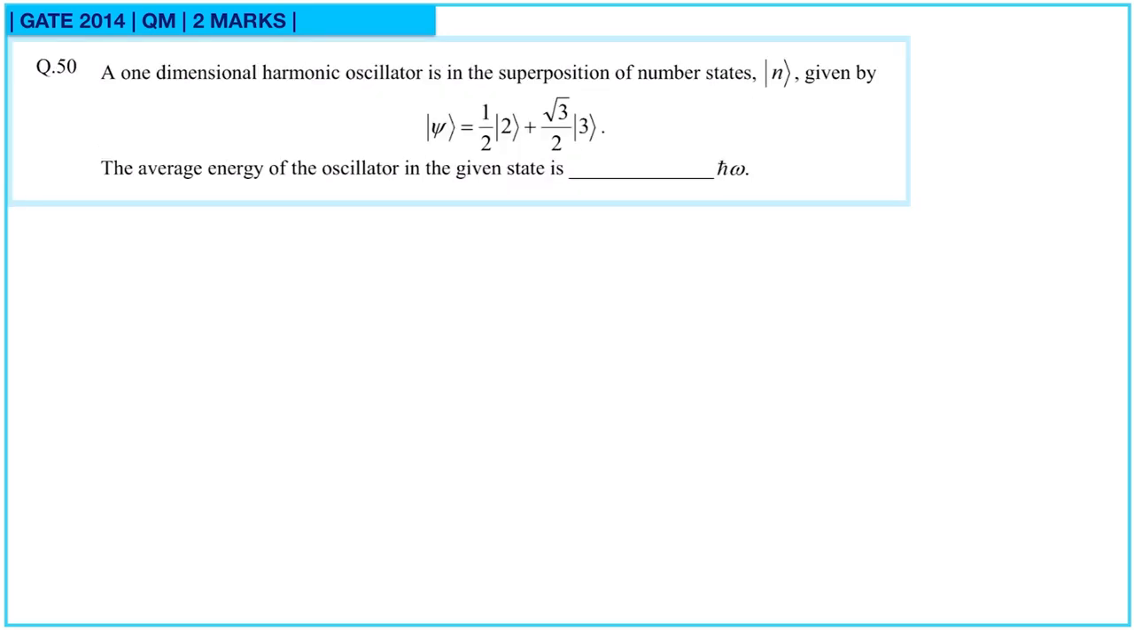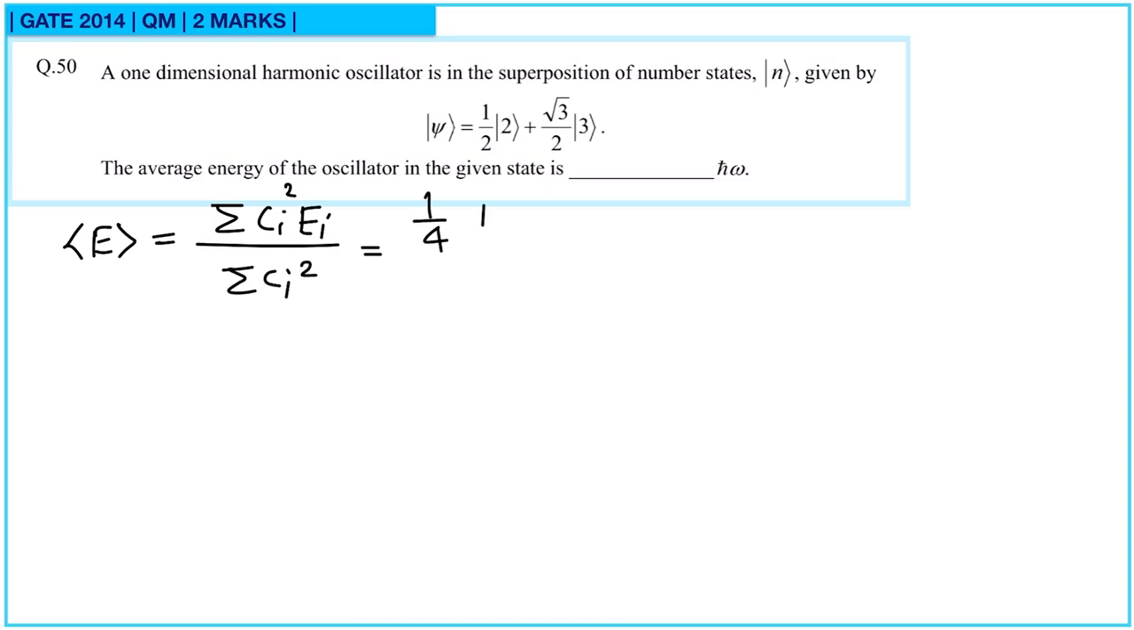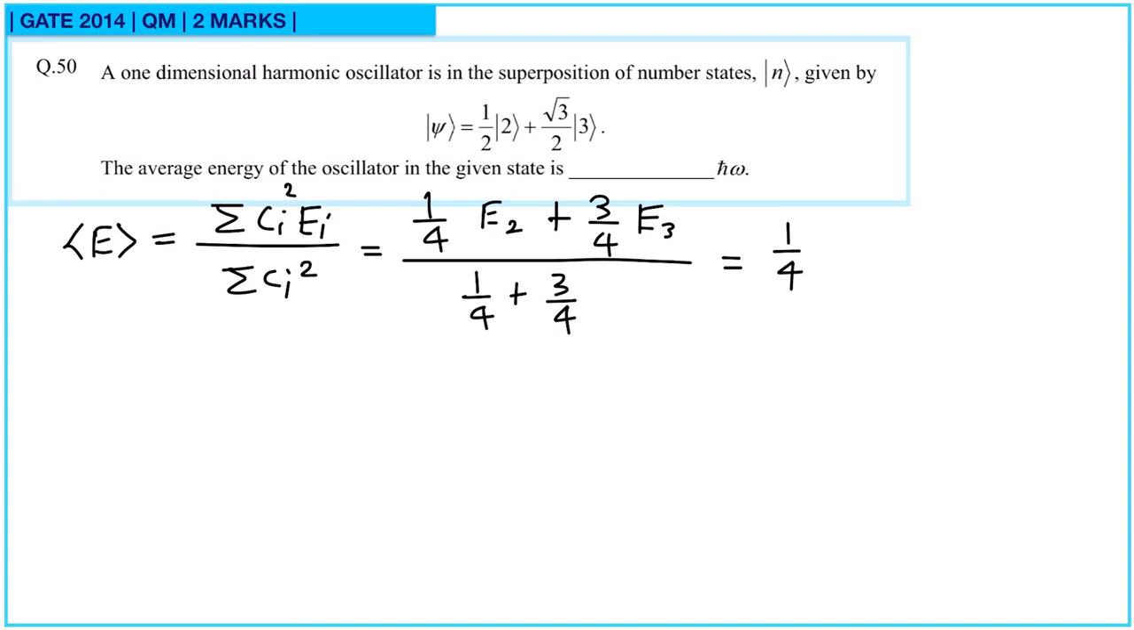Next question. A one-dimensional harmonic oscillator is in a superposition of number states n given by this. The average energy of the oscillator in the given state is. Now the average energy of the oscillator is equal to summation over Ci square Ei upon summation over Ci square. So 1 by 2 square is 1 by 4, and here we'll have E2 plus 3 by 4 E3, upon 1 by 4 plus 3 by 4, which is equal to 1. So this is 1 by 4 into.